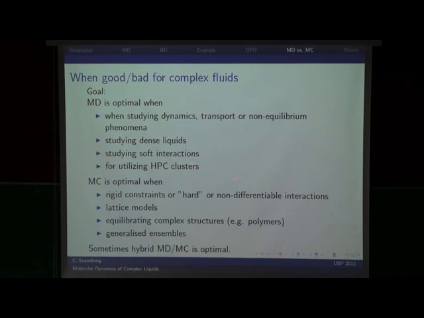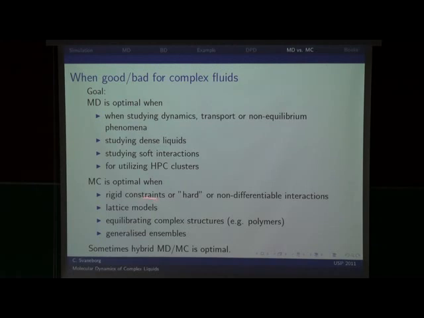And finally, there's a technical requirement. When we do molecular dynamics simulations, we can utilize clusters. It's difficult with Monte Carlo simulations to use clusters. And this is technical, and I don't want to explain why. On the other hand, Monte Carlo simulations are ideal if you want to have rigid constraints or hard non-differentiable interactions. This is difficult. Hard non-differentiable interactions are very difficult to treat within a regular dynamics context. One can treat rigid constraints.